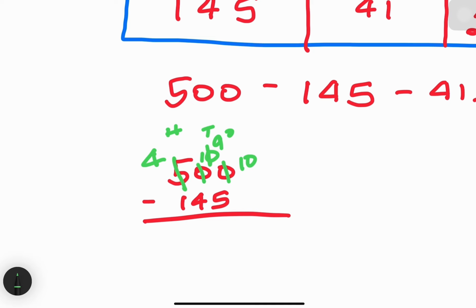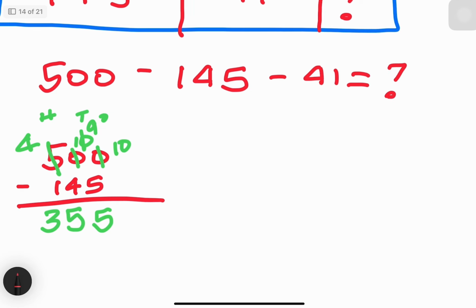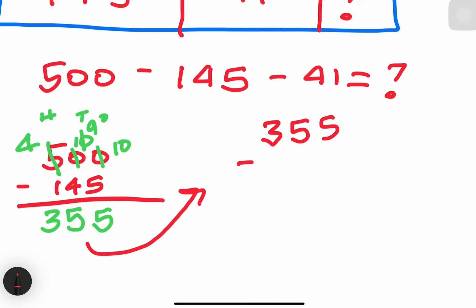I know that 10 minus 5 is going to make 5. I know that 9 minus 4 is also going to make 5. And 4 minus 1 is going to be 3. So now I'm left with 355. All right, now I have one more number to subtract. I'm not done. I'm going to take this 355, bring it to the top, and subtract 41.